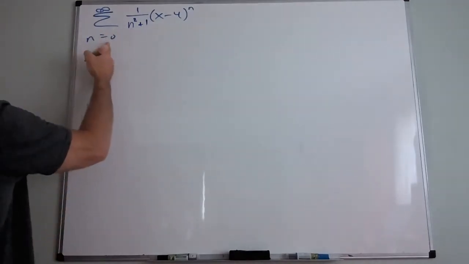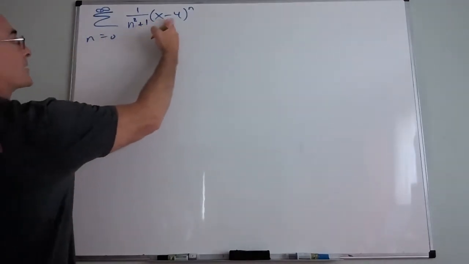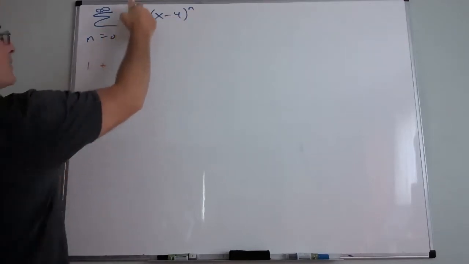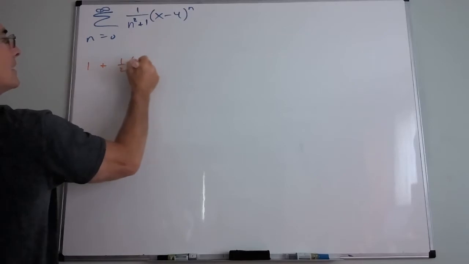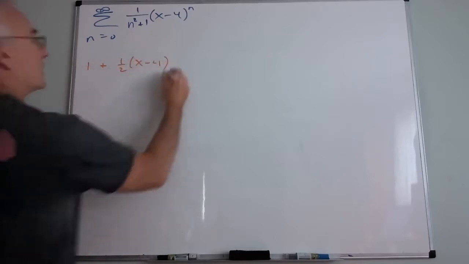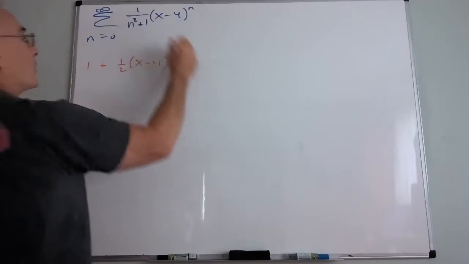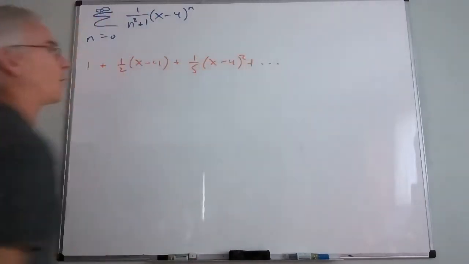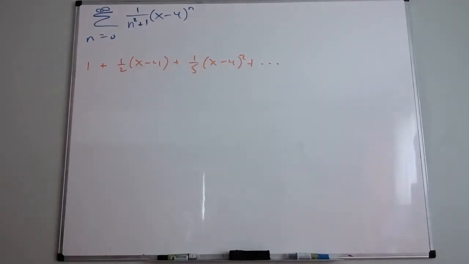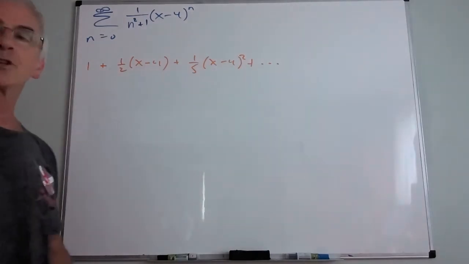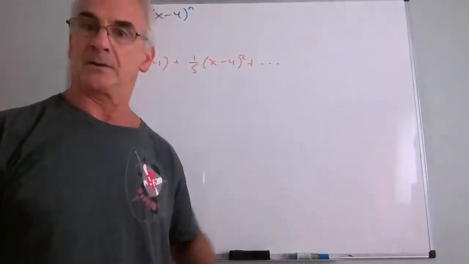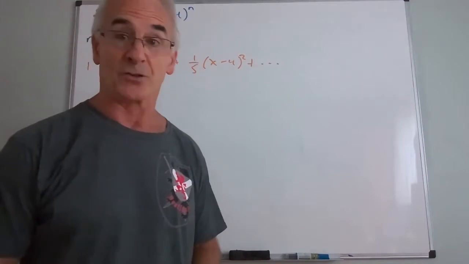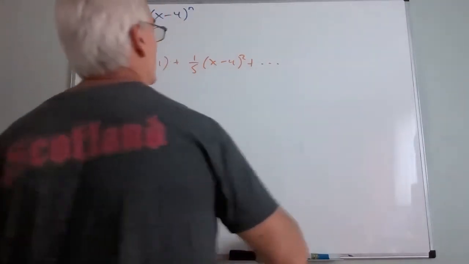Well, let's see, when n is 0, I'd have 1 times x minus 4 to the 0, that's just 1. When n is 1, I'd have 1 over 2 times x minus 4 to the first power. If n were 2, then I'd have 1 over 5 times x minus 4 to the second power. It's going to go on forever and ever. That's really exciting. But will this converge for every real number that I evaluate this at? Or maybe it only converges for a range of values. I don't know. So let's figure this out.